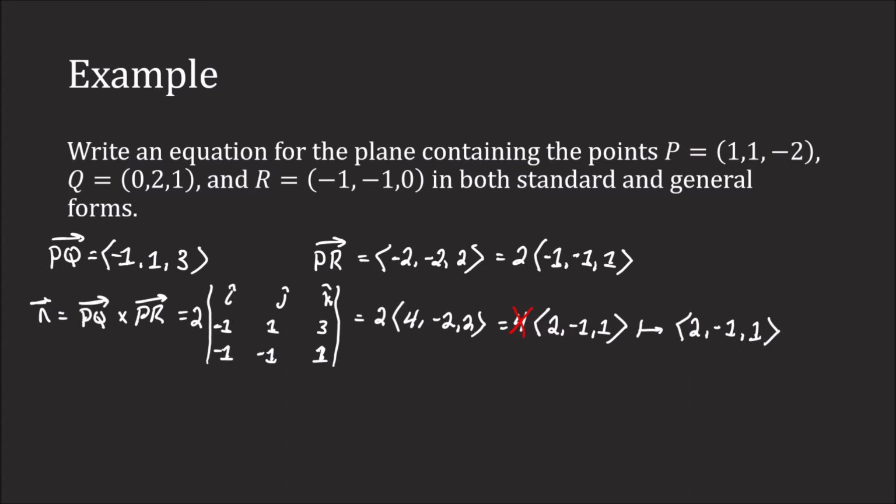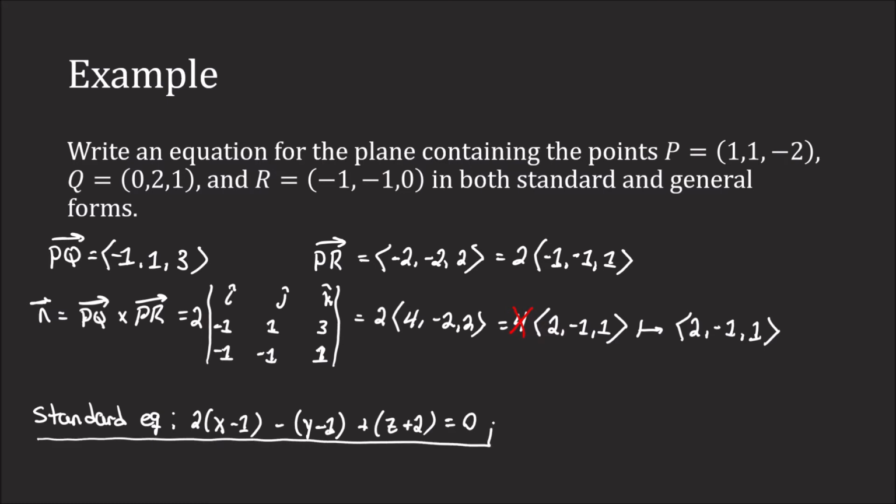So the standard equation would then be 2 times x, and I have to pick any point. Let's pick P, x minus 1, minus 1 times y minus 1, plus 1 times z minus negative 2 is equal to 0. And here is our standard equation for this plane.